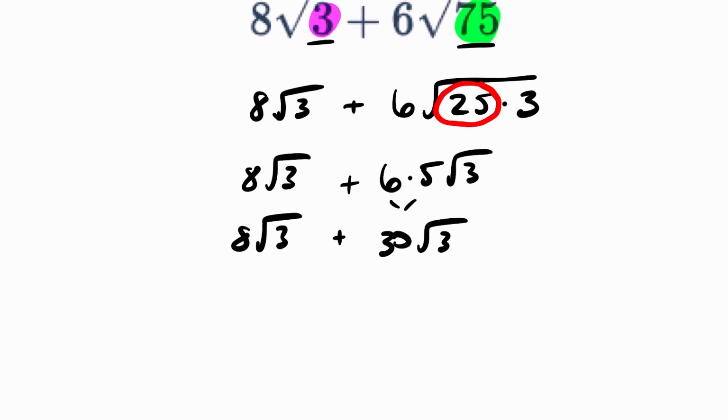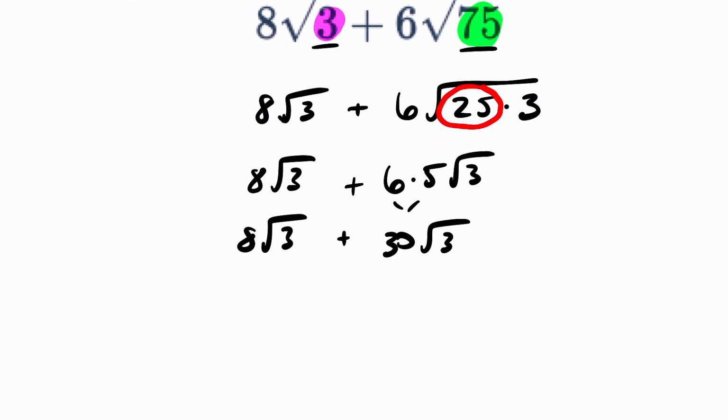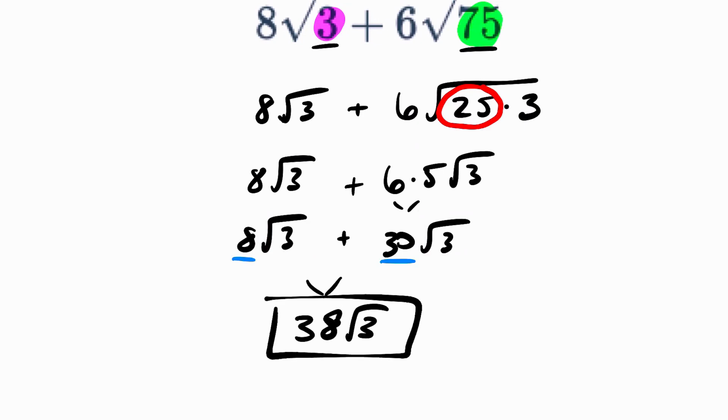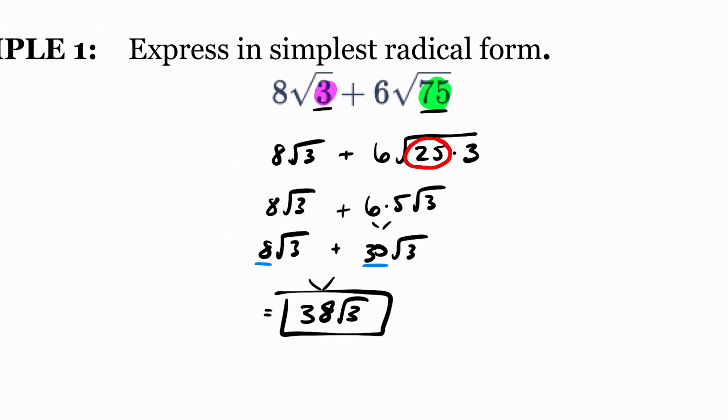That's step 1. Step 2 is combine like terms. Both of these have a square root of 3. They're like terms, so to add them together, I'm going to add their coefficients. I can add their coefficients to make 38. And since they were like terms, they both had a square root of 3, and I'm done. Okay, that's addition.